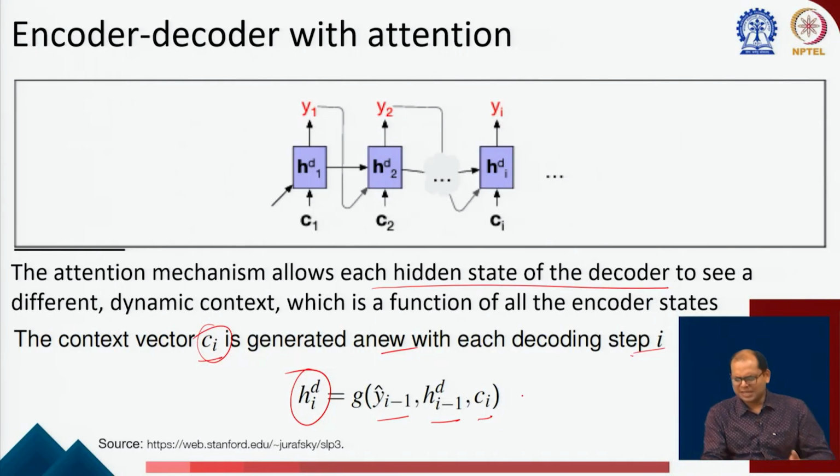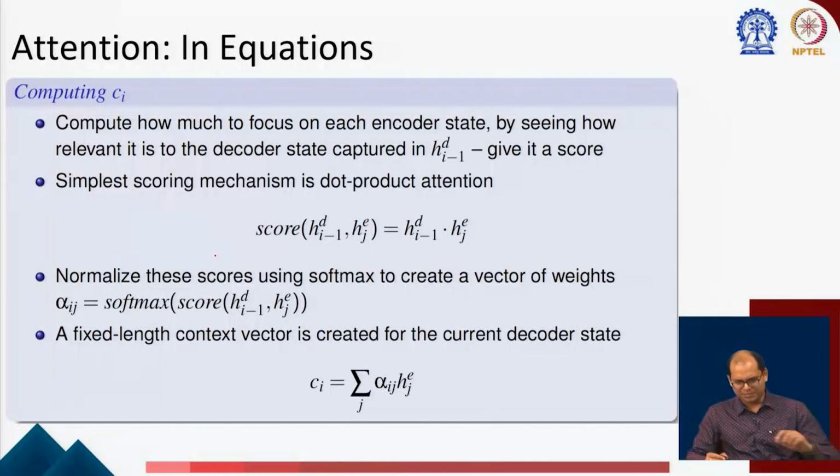This was what we saw in the architecture, where you can feed the context vector at every time point. But now we will make a dynamic context vector. It is not the fixed context vector at every step. So, how will we make this context vector? We will see how to focus on each encoder state by seeing how relevant it is to the last decoder step.